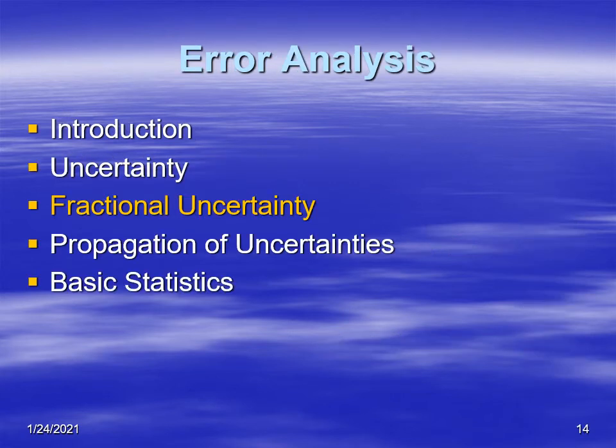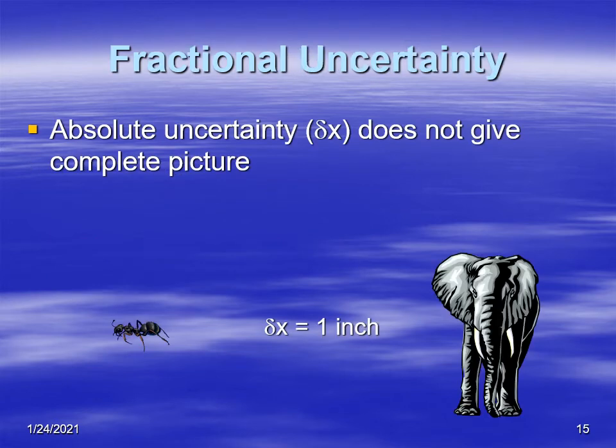Another thing we need to look at is fractional uncertainties. When we make measurements, the uncertainty is a bigger proportion for smaller objects than it is for larger objects. So if you're measuring an ant and you're off by an inch, that's a much bigger proportion than if you're measuring an elephant and you're off by an inch.